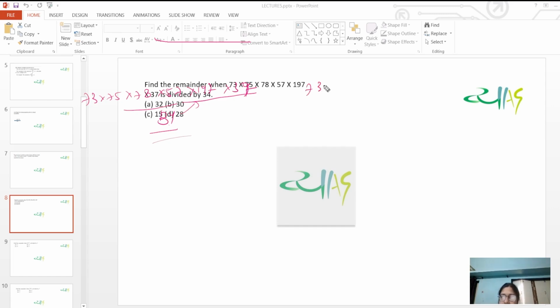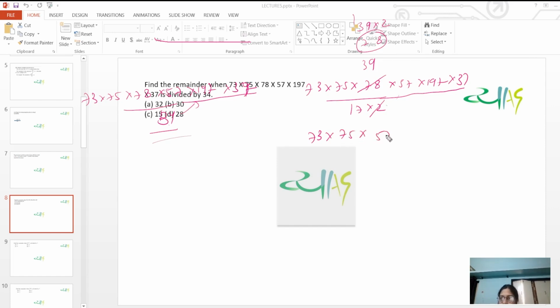So what will happen? 73 into 74 into 78 divided by 17 into 2 into 57 into 197 into 37. So we have, this will go 39 times. So this number and 2 is eliminated from here. Now the number we are left with is 73 into 75 into 57 into 197 into 37.